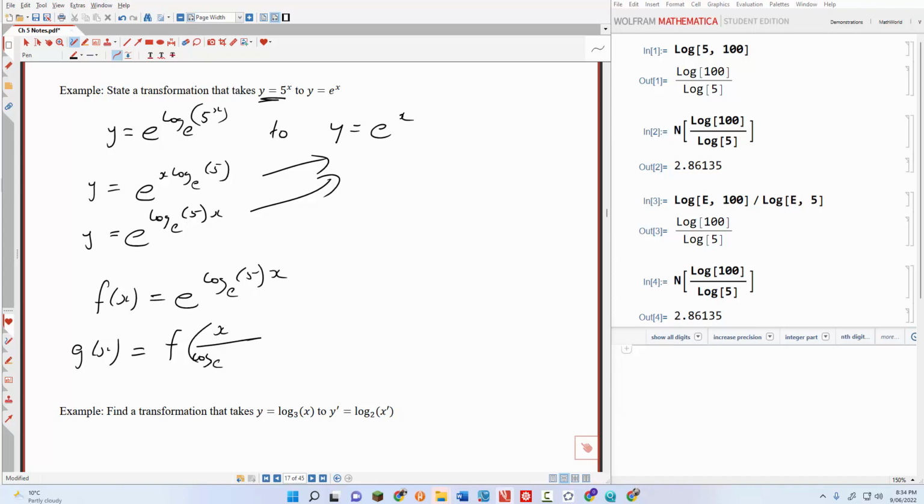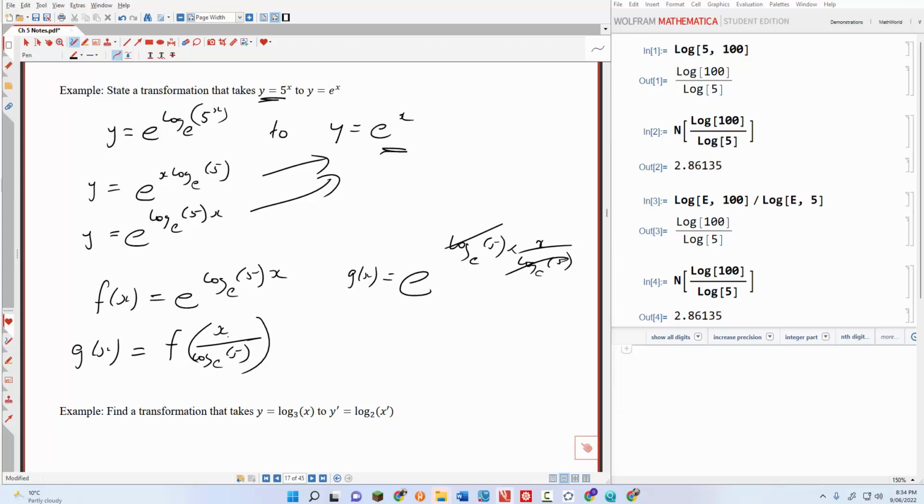over log e5. So what this represents here is when this goes in, these two will cancel out. Actually, I'll show you. Let's try it out. So I'm going to create g of x, which is f of this. So I'm going to go e, and where I see x, I'm going to replace it with this. So it's log e5 times x over log e5. Now those two cancel out, leaving us with g of x equals e to the x, which is what I want to turn it into.